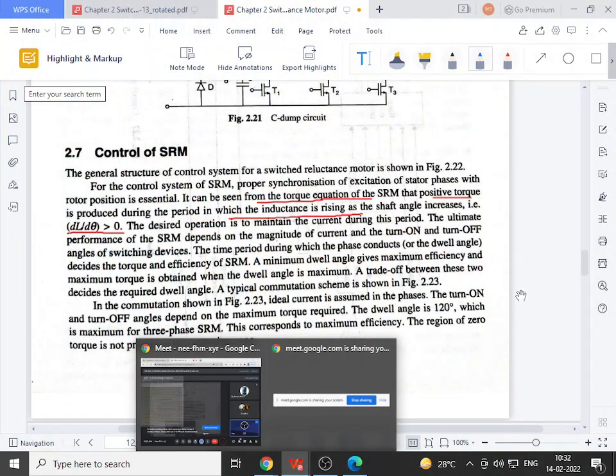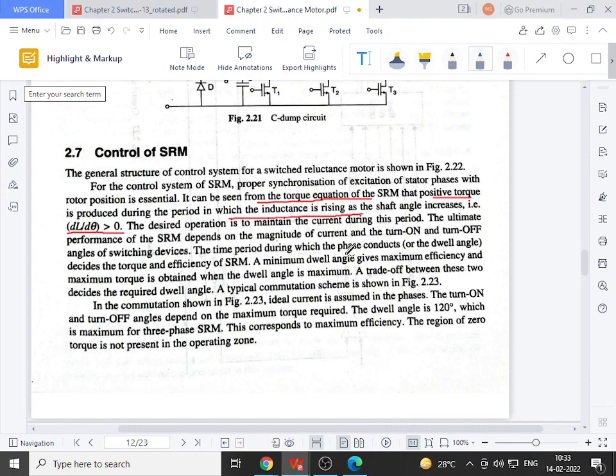Okay. Now the time period during which the phase conducts, I think this concept you have learned in power electronics. So whenever there is conduction of any phase, that particular time period is generally known as the dwell angle. So what is the dwell angle? Dwell angle is nothing but the time period for which the phases conduct. Now there will be two dwell angles, either minimum or maximum. In simple terms, forget about the dwell angle concept, that is nothing but the simple conduction angle of your switching device.